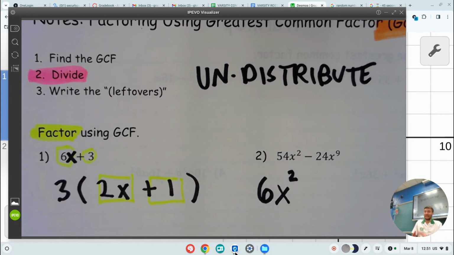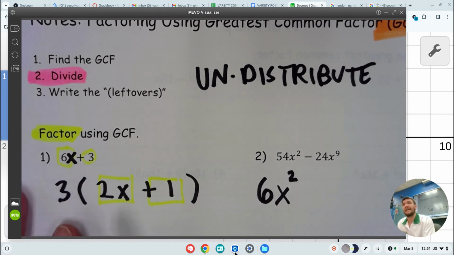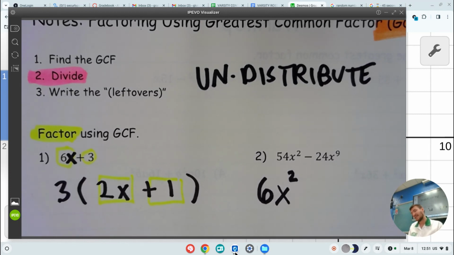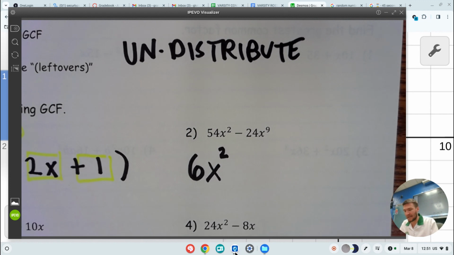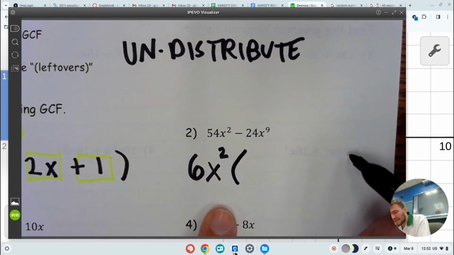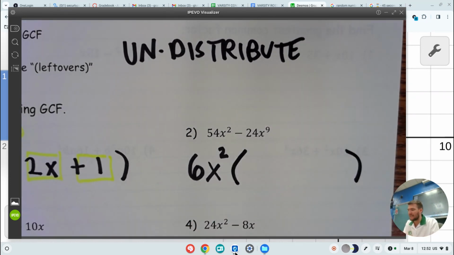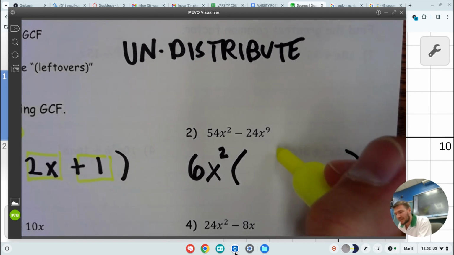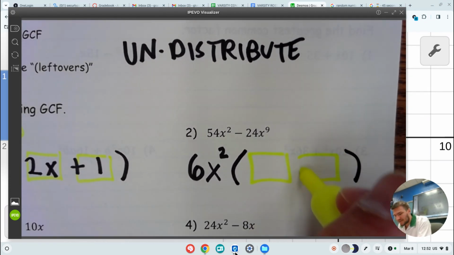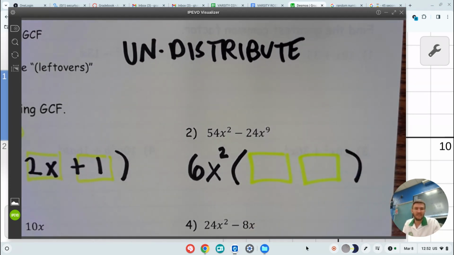Again, when you finish, it should look like a distribute question. But our answer is how the old questions used to start. So let's do number 2. Let's kind of get back into it. We need parentheses following the GCF, and we should have 2 positions for those 2 kids.